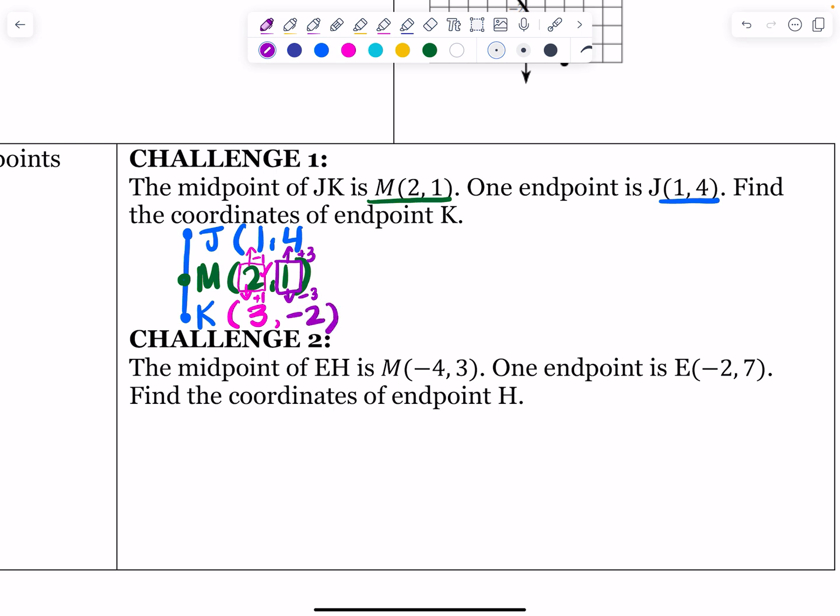How do you know that you did it right? You would add your y values and divide by 2 and see if it gives you 1. So 4 plus negative 2 is 2. 2 over 2 gives me 1. So what is my other endpoint? My other endpoint would be at K, 3, negative 2. So stacking those helps, and that way you don't have to use the formula.